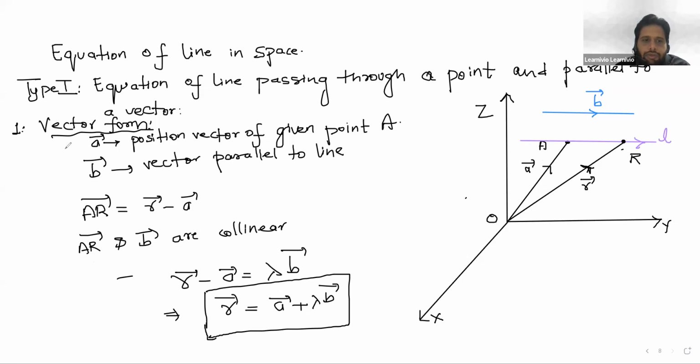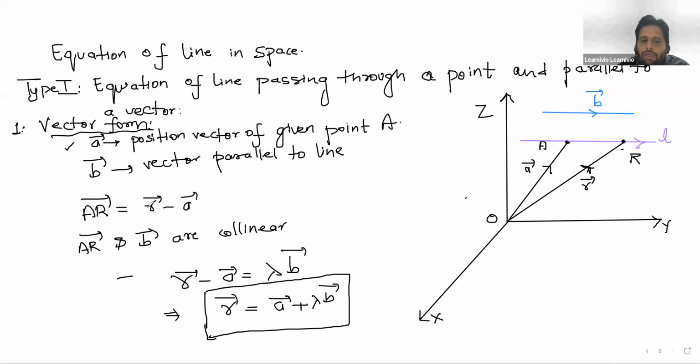A is the position vector of the given point A. So your line is passing through this point A, and A is the position vector of that point. What is B? B is a vector which is parallel to this line. This is the line and your vector B is parallel to this line.